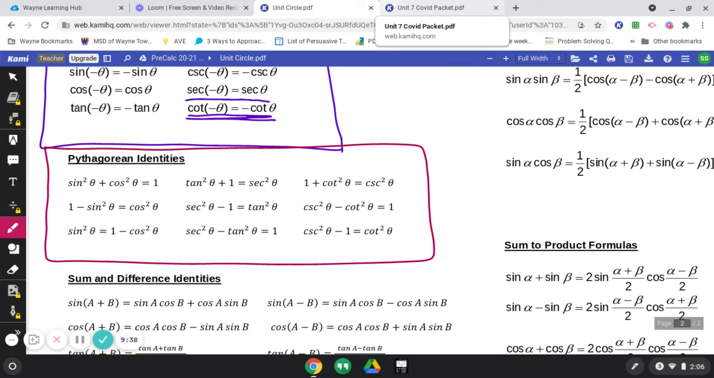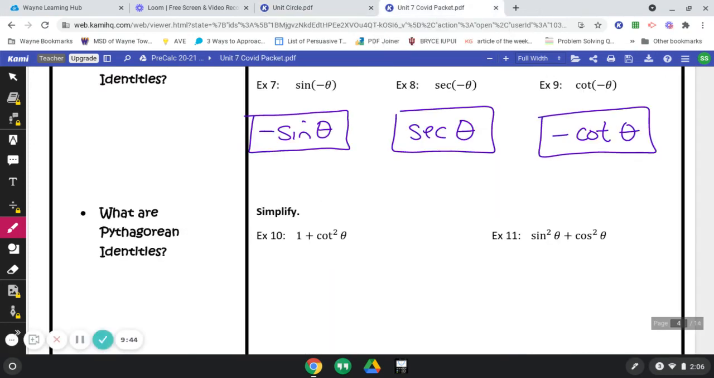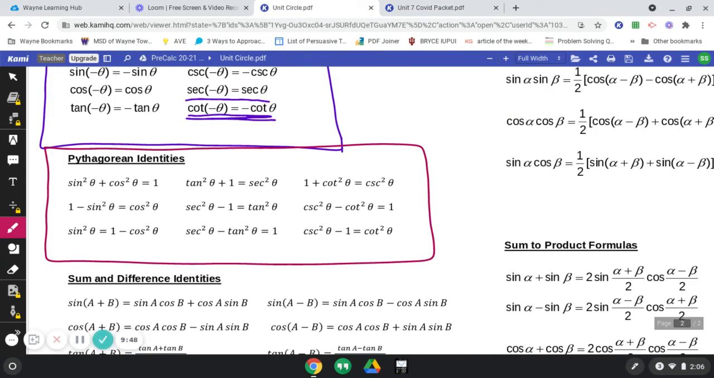So all we're going to do is we're going to look and see what we have and see if it's one of our identities. So the first one is 1 plus cotangent squared. So I'm going to scan all of the options, and I'm looking for 1 plus cotangent squared. Here it is, 1 plus cotangent squared. So my answer is whatever's after the equal sign, cosecant squared theta.